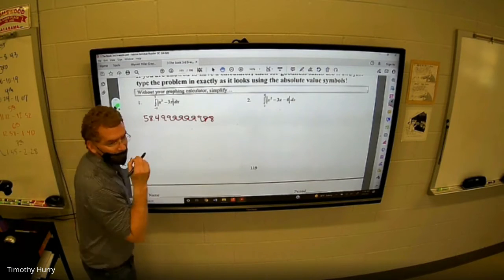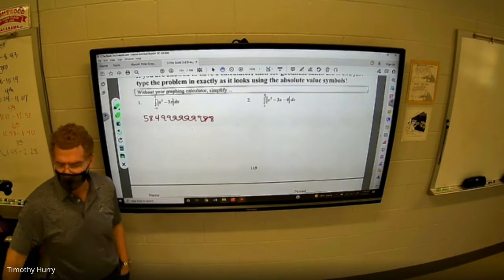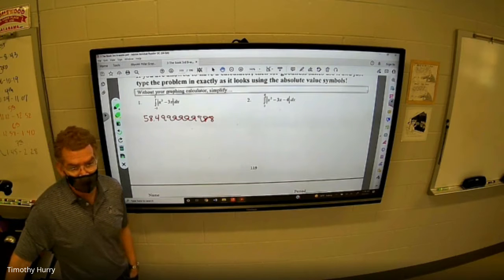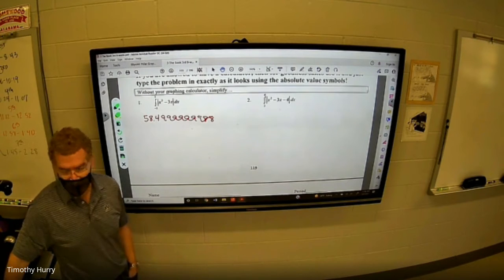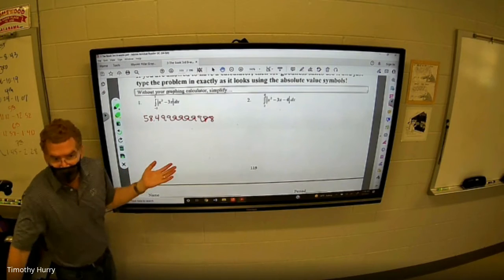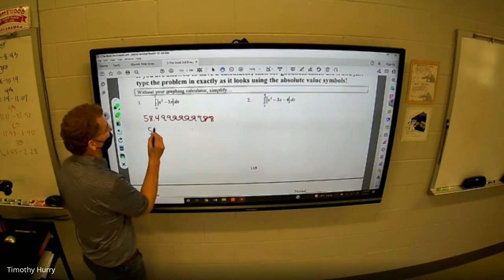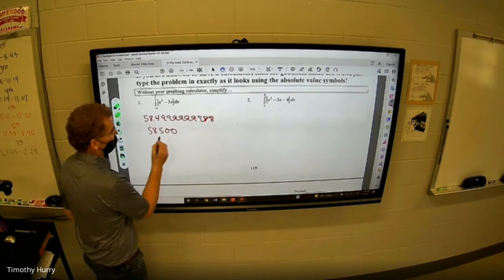58.499999988 or something like that. Sometimes your 84 and your Inspire will give you answers that are not fact. But our rule is you always round to 3 decimal places. Even when it's ugly like this, it should have spit out 58.5. But even when it's a little off, if you are rounding to 3 decimal places, it will be accurate.